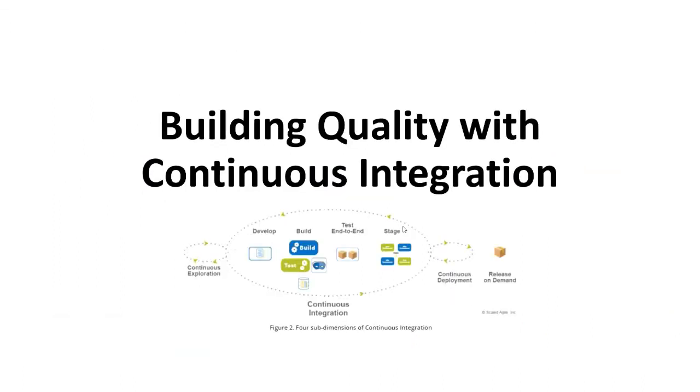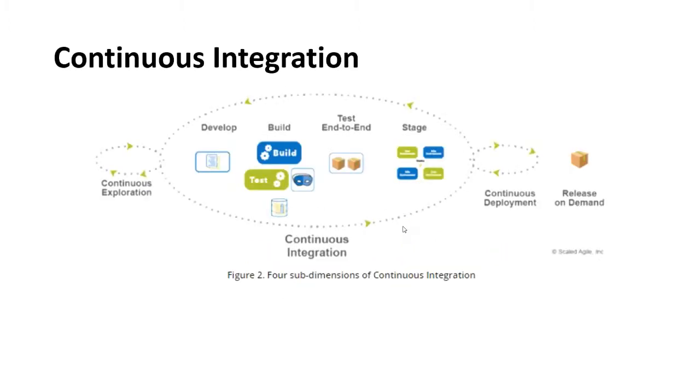The next thing we got to do is build quality in, and we do this through the continuous integration cycle. So this is the second dimension on the health radar. You'll notice that it has 4 subdimensions: develop, build, test end-to-end, and staging. So let's look at that. Here's a bigger view of it, and so you can see what it looks like. And let's go through this a little bit.